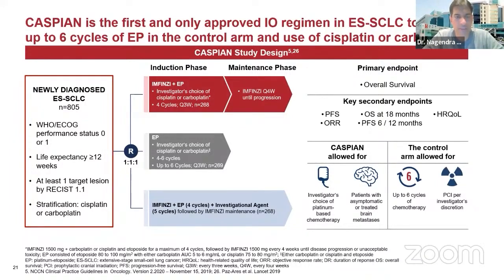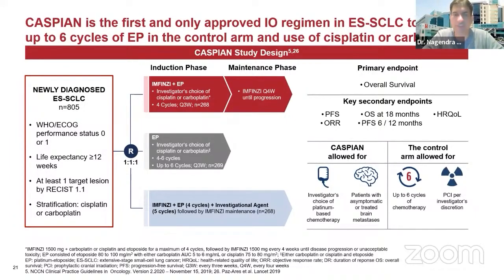Newly diagnosed patients of extensive small cell carcinoma, approximately 800 odd patients, were taken into consideration, and the majority of patients were having a good performance status of 0 or 1, a life expectancy of greater than 3 months, and at least 1 target lesion as assessed by RECIST 1.1 criteria, and they were stratified based on cisplatin or carboplatin. So this was a 3-arm trial in which 1:1:1 randomization was taken into consideration.